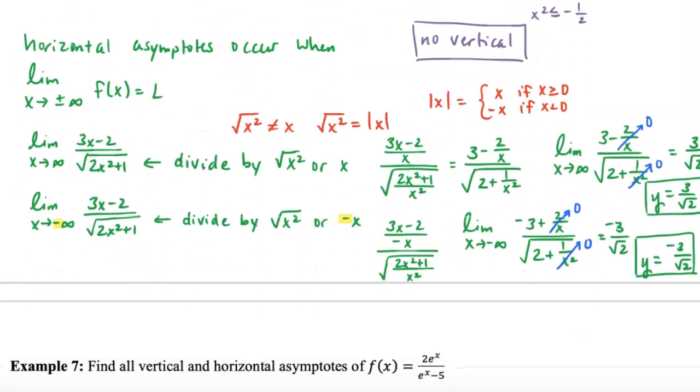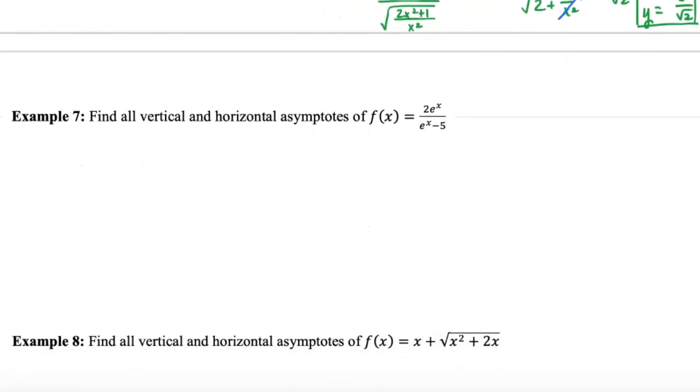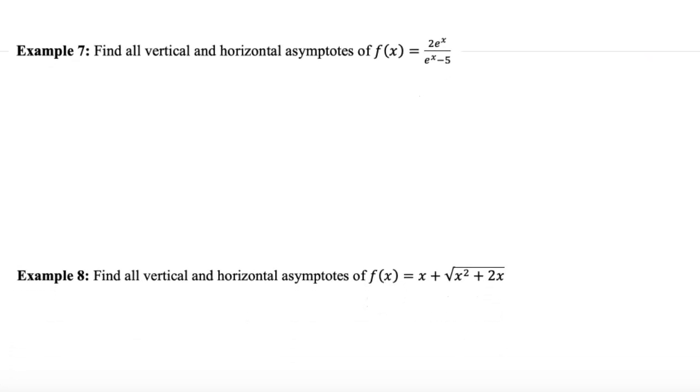Okay, so on to the next problem. We want to find all vertical and horizontal asymptotes for f of x equals 2e to the power of x divided by e to the power of x minus 5. Starting with vertical.